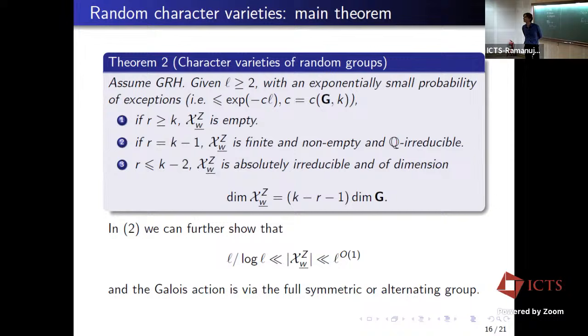Do you have an explicit example for the case beyond k equals two? Yes, I gave you a few, but not with k equals two. But if you take a higher rank lattice, then it will. But will you have r equals k minus one? No, that I don't know. Probably not.